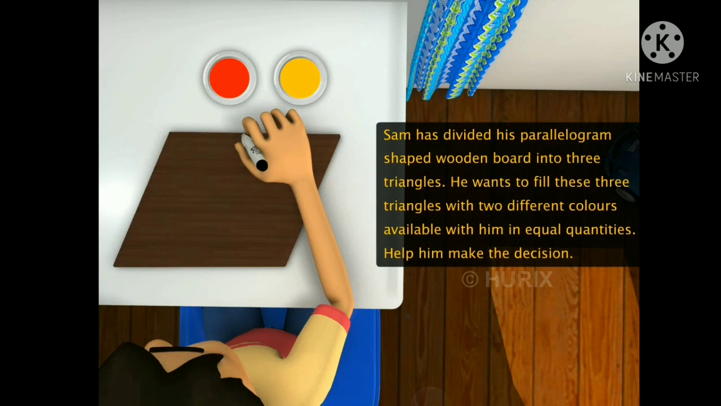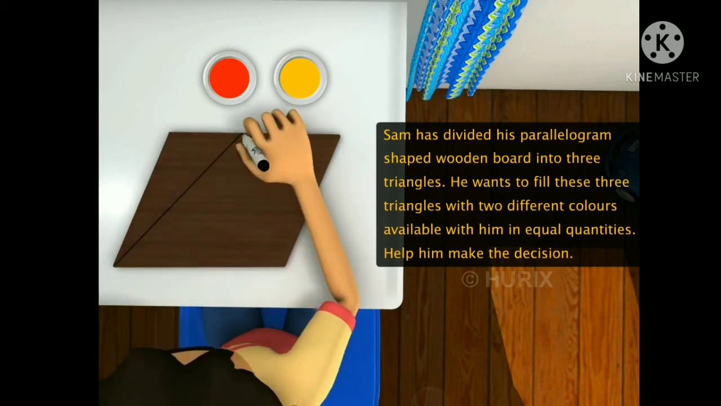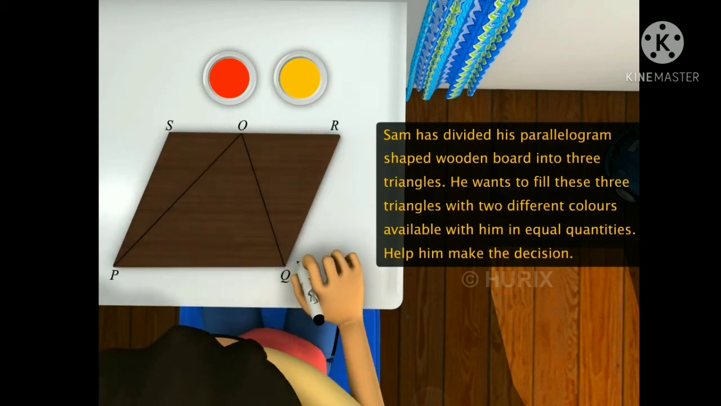Sam has a parallelogram-shaped wooden board. He takes a point on one of its sides. Through this point, he divides the board into 3 triangles. Now, Sam wants to fill these 3 triangles in 2 different colors. The 2 colors which he has are of equal amount. Now, he's a bit confused to decide which color he should put at what part of the board in order to complete painting of the board with the limited amount of paint. Now help Sam to make the decision.